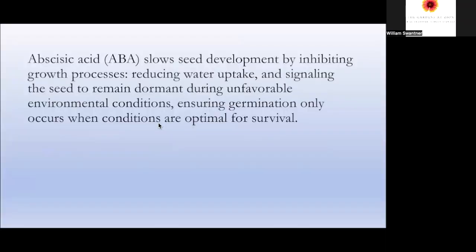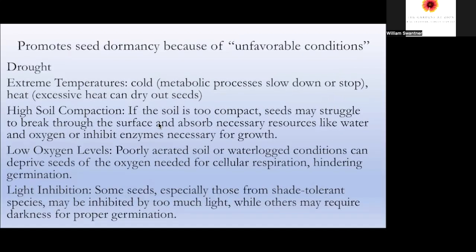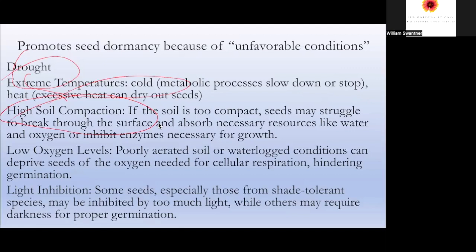What does that mean? Well, unfavorable conditions mean drought. It could mean extreme temperatures, such as too cold, and the metabolic process slows down. Excessive heat, because the seed's going to dry out too quickly. Unfavorable conditions is soil compaction. The soil is too compact and the seed's not going to be able to do anything. Low levels of oxygen, light inhibition. For those seeds that need light, if there's not enough light, the abscisic acid, the ABA, is going to slow down the process of the seed. To me, that is absolutely fascinating.